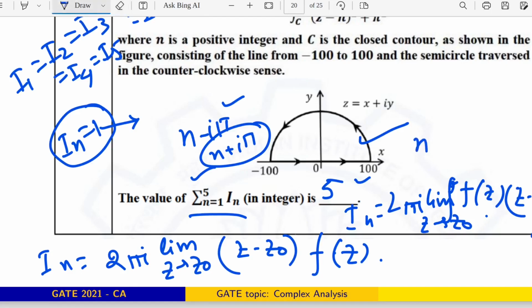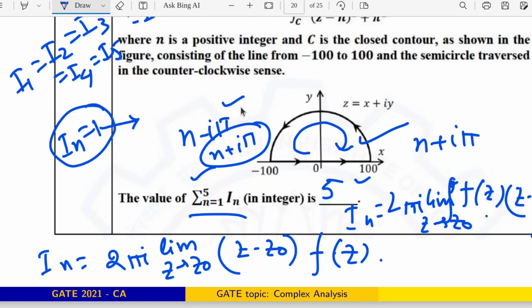If the semicircle were traversing the clockwise direction, then we would have to put a minus sign in front of the expression so that it becomes an anticlockwise direction. But as the equation by default gives an anticlockwise contour, we don't need any minus sign here.